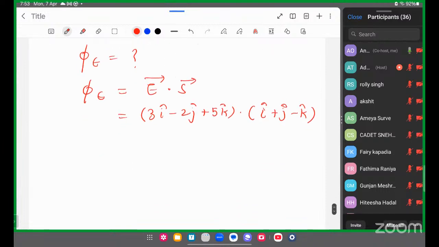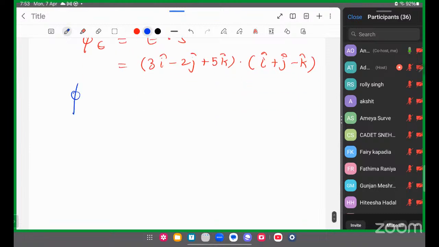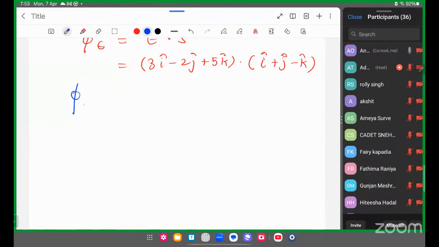Okay. If you want to dot two vectors, what we do is we simply multiply the i component with i component, j component with j component, and k component with k component. So according to it, phi E will be 3 into 1, 3, minus 2 into 1, minus 2, and 5 with minus 1 will be minus 5. So this will be 3 minus 7, that is minus 4. So electric flux phi E is minus 4. Understood?